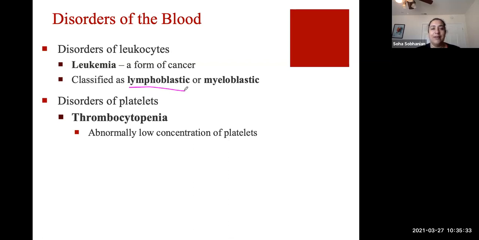And then the other disorder is thrombocytopenia, when you have a really low concentration of platelets. I think we talked about that briefly, what causes the platelets to drop, but that's an abnormally low concentration of platelets. If somebody has thrombocytopenia, what are they in danger of, guys? Bleeding out, right? They can bleed out from a very simple cut. They can have severe bleeding internally and not notice it until the blood pressure is too low. So either case could cause significant damage.